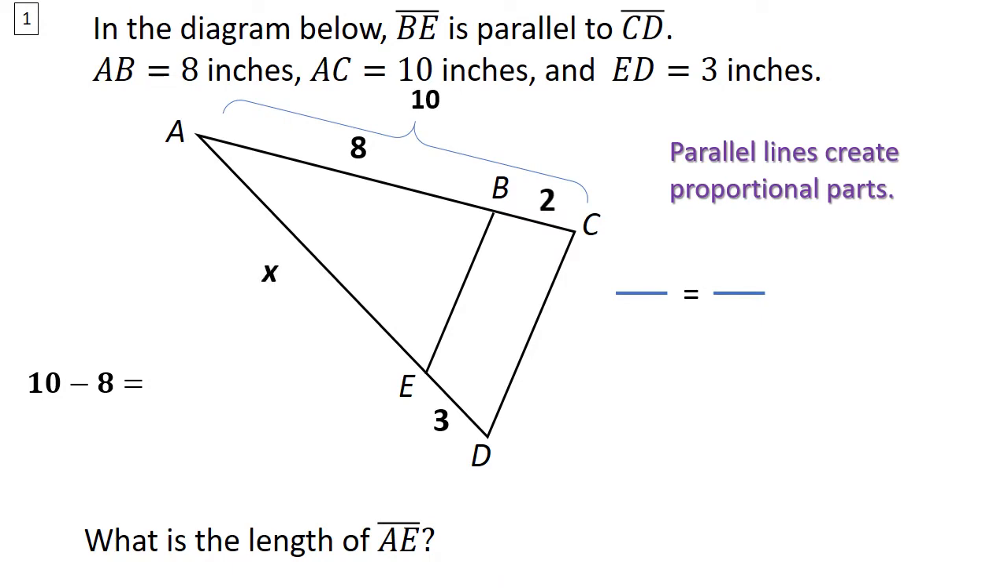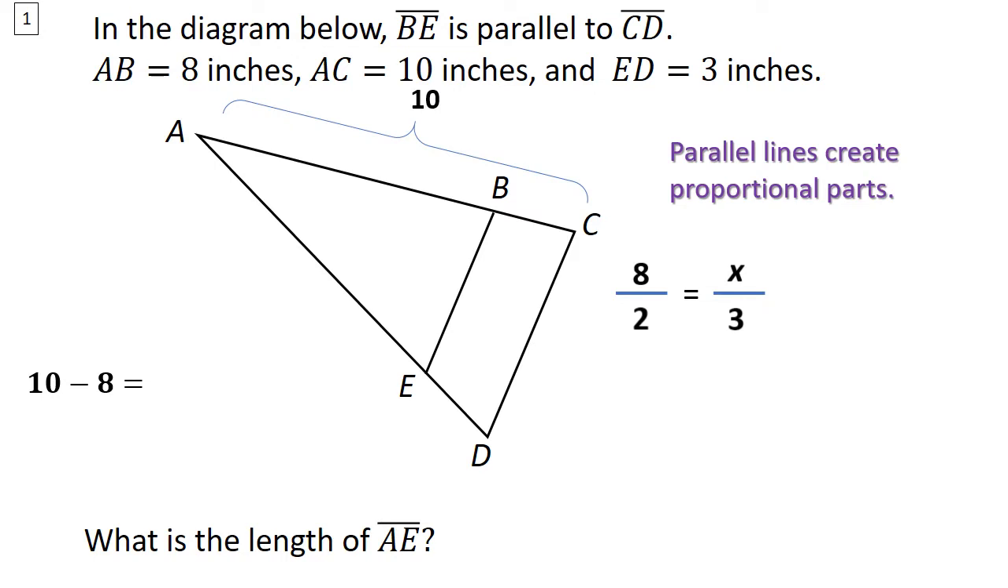We'll make that X. So what does proportional parts mean? That means we can make fractions out of them. 8 over 2 equals X over 3. There's other ways we could put that together, but it was this big piece over this small piece, this big piece over this small piece, is the way I put it together.